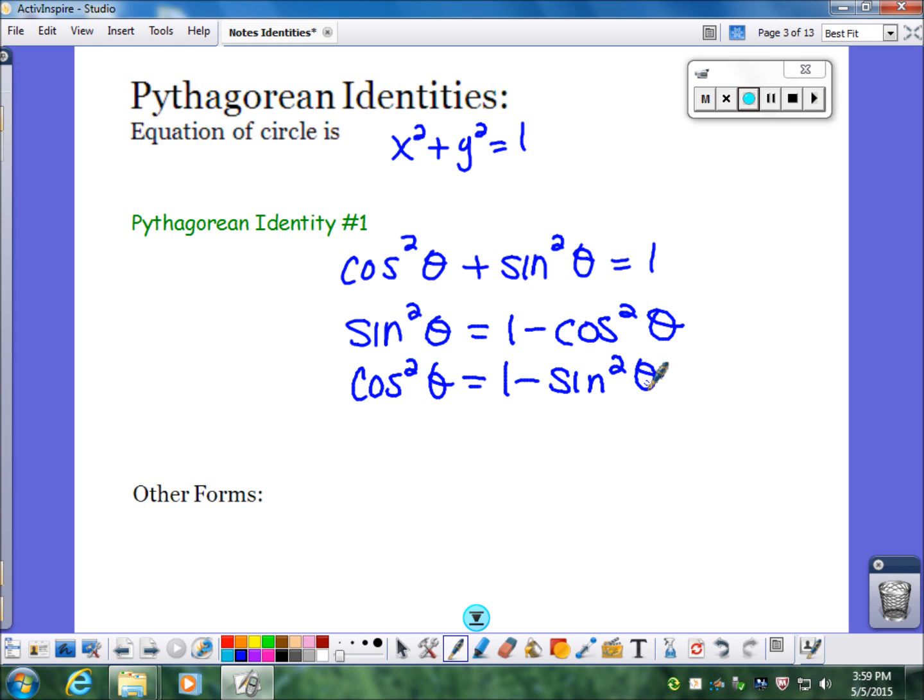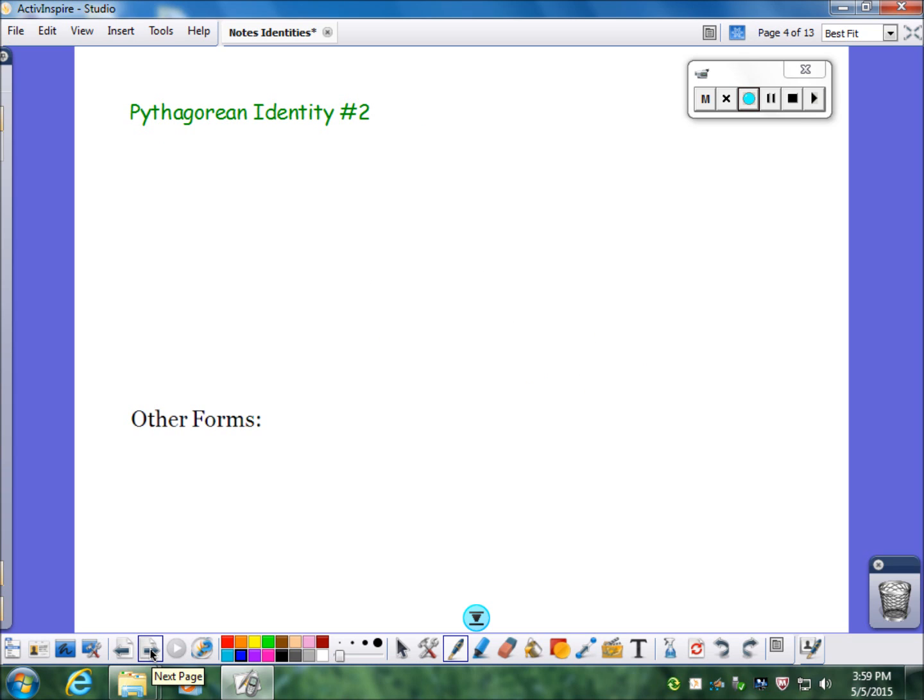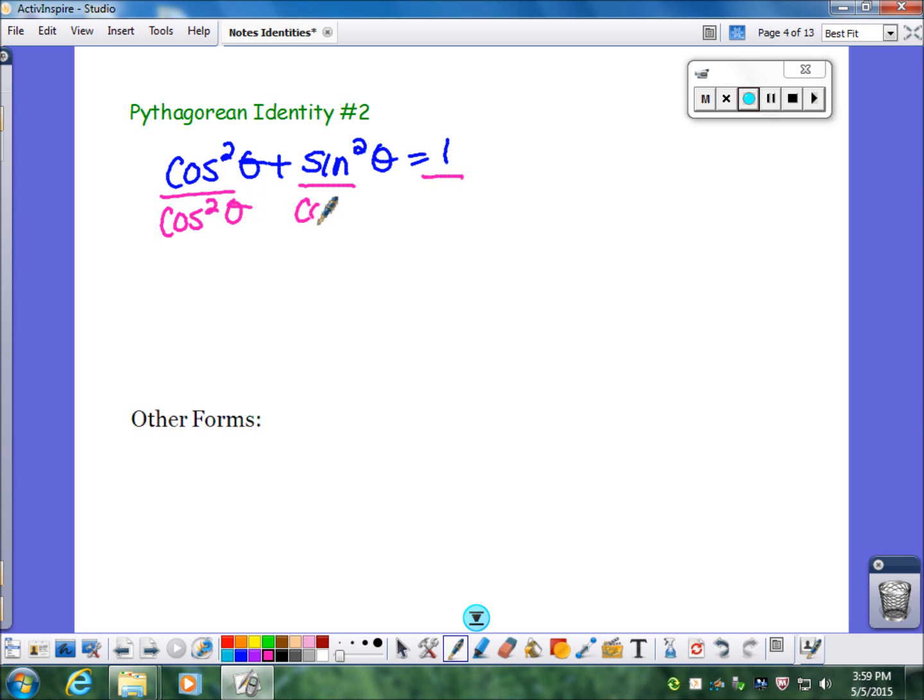All right, so let's make 2 more Pythagorean identities. Identity number 2. All right, let me show you where this is coming from. So I just showed you we have this identity. All right, let's make a new identity. We're going to divide everything up here by cosine squared theta. This is going to make us a new identity.